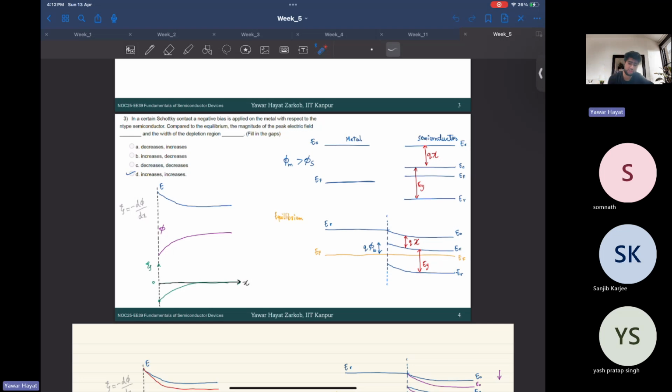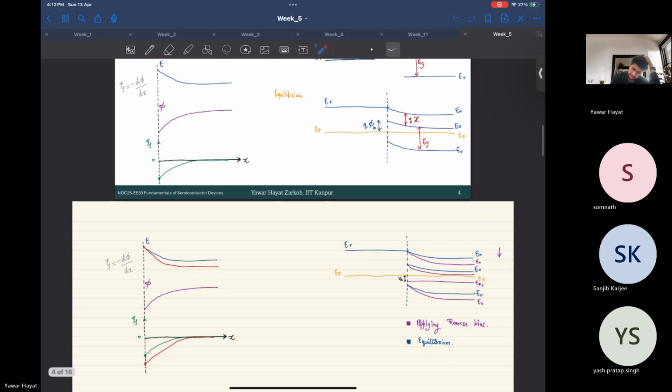So how I approached this question was I first made an equilibrium band diagram. Okay. And then I considered the case of equilibrium and the reverse bias case. These two cases are different, right?